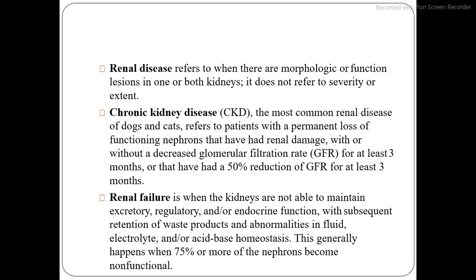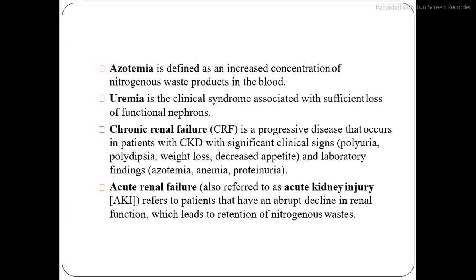Renal failure is when the kidneys are not able to maintain excretory, regulatory, and/or endocrine function, with subsequent retention of waste products and abnormalities in fluid, electrolyte, and/or acid-base homeostasis. This generally happens when 75% or more of the nephrons become non-functional. Azotemia is defined as an increased concentration of nitrogenous waste products in the blood. Uremia is the clinical syndrome associated with sufficient loss of functional nephrons.